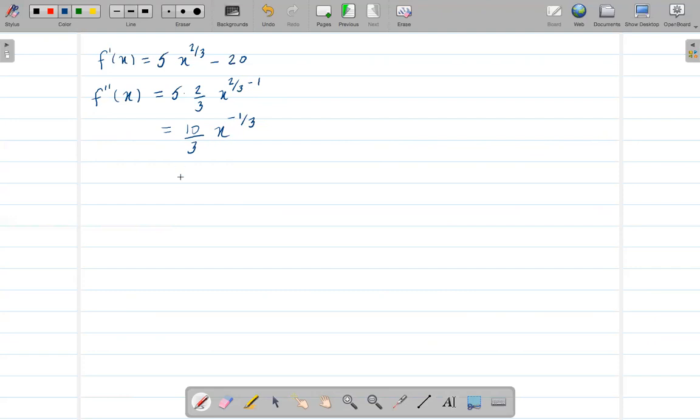And if you move that to the bottom, it will be positive, so I can write this as 10 over, and if you move it to the bottom, you can just multiply that with the 3, so 3 times x to the power positive 1 over 3. Now here it's not a polynomial, right? It's a fraction. And this is f double prime.